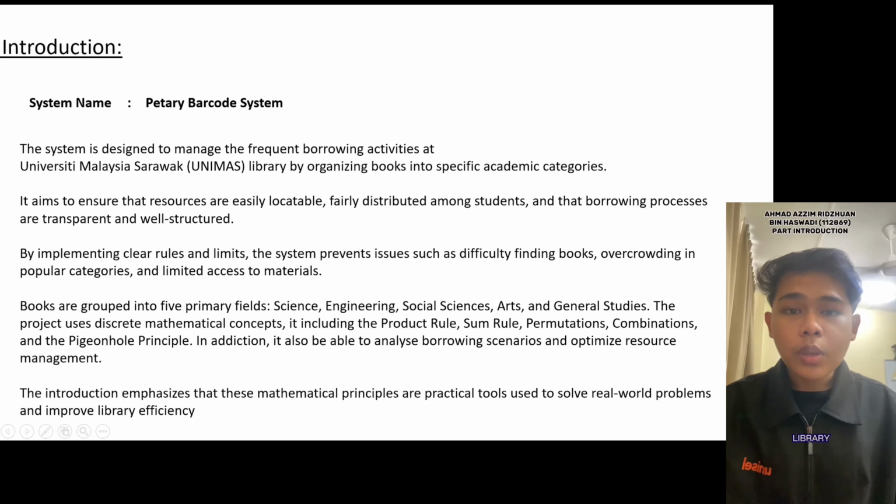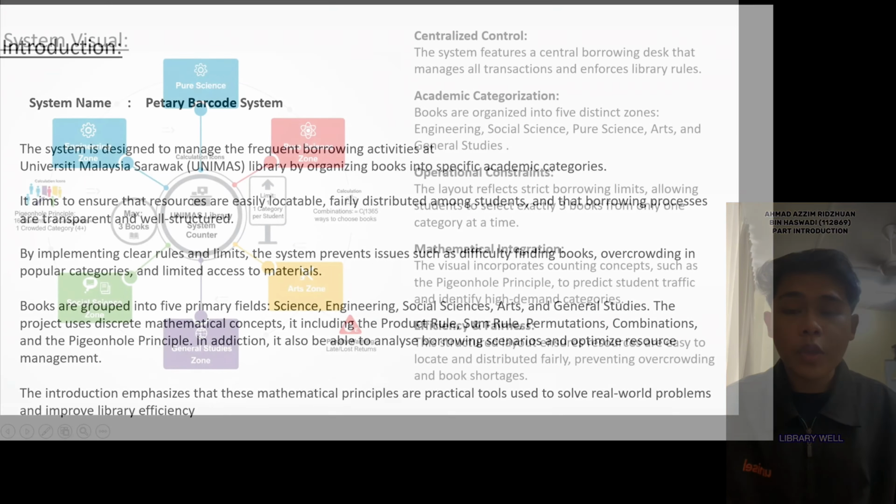In the UNIMAS library, books are divided into different categories such as science, engineering, social science, art, and general study. Each category has a limited number of books. Students can borrow books from these categories, but they must follow rules like the maximum number of books allowed. This system also helps librarians track borrowed books and check availability. If too many students borrow books from one category, the system helps control it. This way, books can be shared fairly and all students can use the library well.